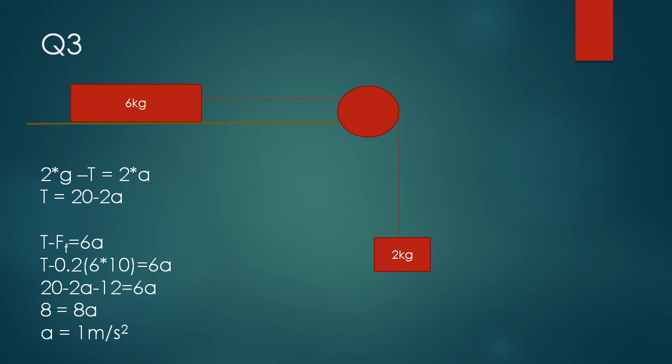So if we put the tension equation that we found from the 2 kilogram block into this, we would have 20 minus 2a minus 12 equals 6a. And if we isolate a, we would find that a equals 1 meter per second squared.